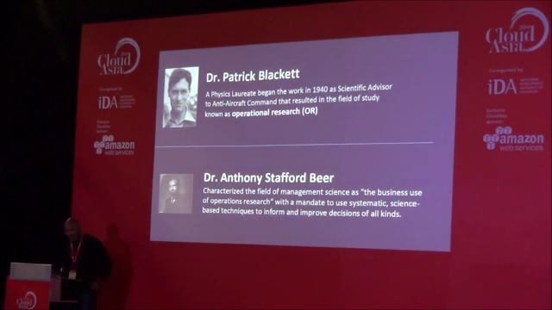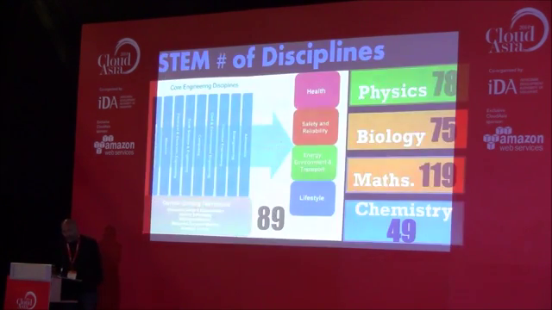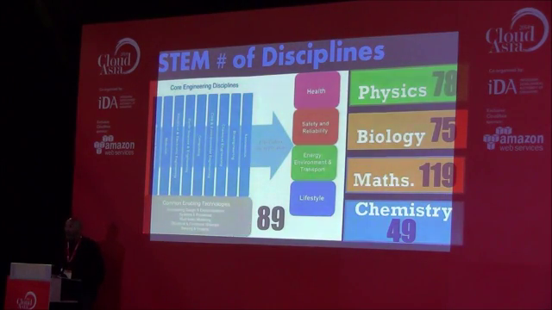It was first Dr. Patrick Blackett who introduced the concept of operational research, and then Stafford Beer used operational research in business, and that's how the whole use of statistics or machine learning came into being, to analyze business value. Now, if you look at the STEM disciplines as of today, there are as many as 89 engineering disciplines. In physics, looking at nuclear physics or nanophysics or quantum physics and so on, there are as many as 78. There are 75 biology disciplines, mathematics would be 119, and chemistry 49.